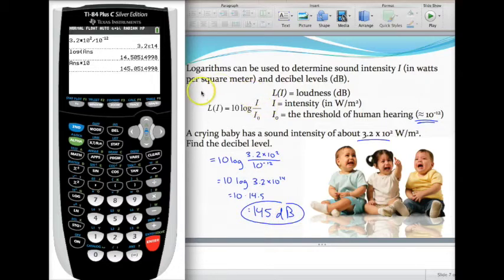So once again, you don't need to worry about memorizing this formula. Don't get hung up on all the labels. All I want you to be able to do is use this formula when you're given a sound intensity.